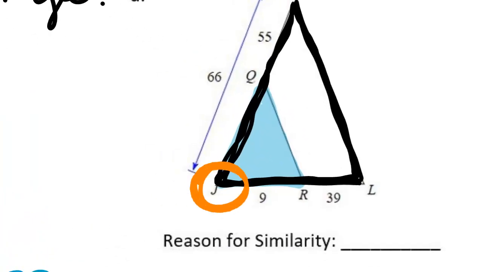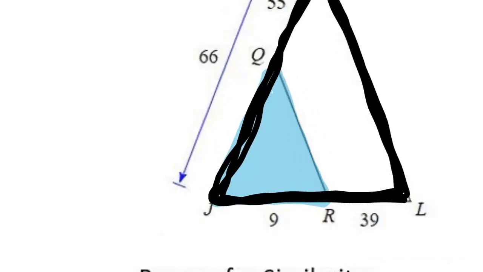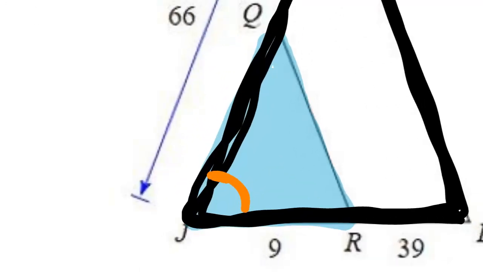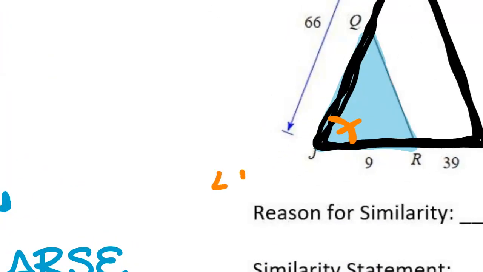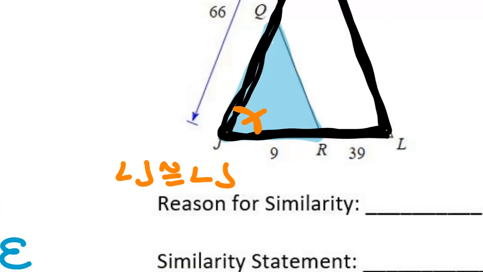Angle J is part of both triangles. It's the lower left-hand vertex of the blue triangle, and it's the lower left-hand vertex of the larger triangle. It is congruent to itself. We have angle J is congruent to angle J. That is our reflexive property.